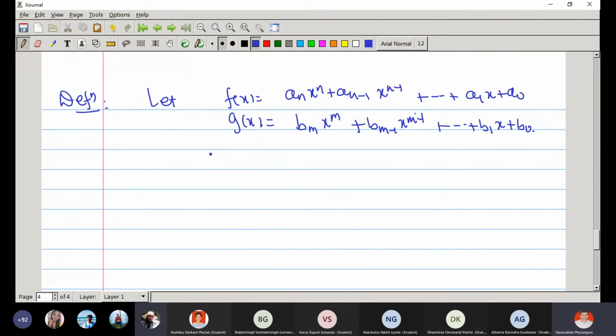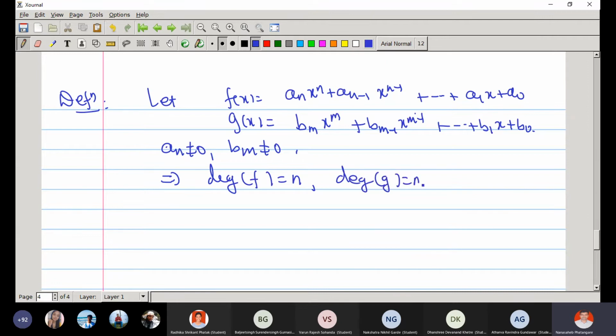Unless I mention that an is non-zero and bm is non-zero, that means certainly these coefficients are non-zero, right? Therefore, the degree of f is n. Now I can definitely say that the degree is n. The degree of g is m because the coefficients are non-zero. The highest degree term coefficients are non-zero, so the degree is n.